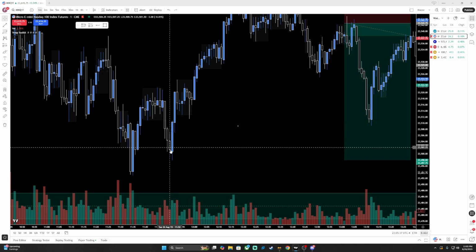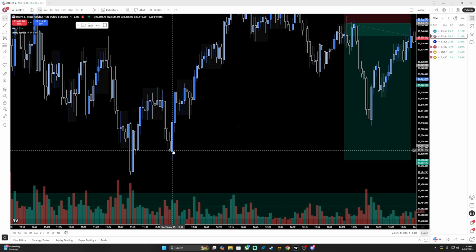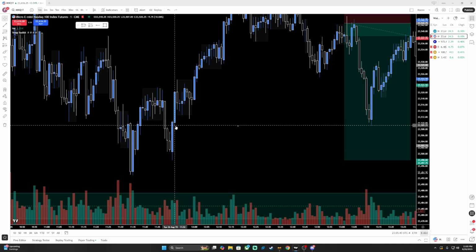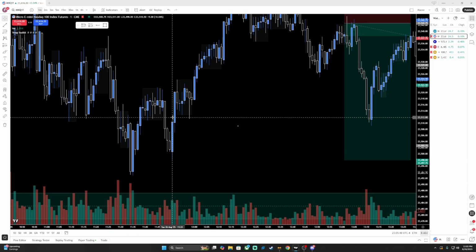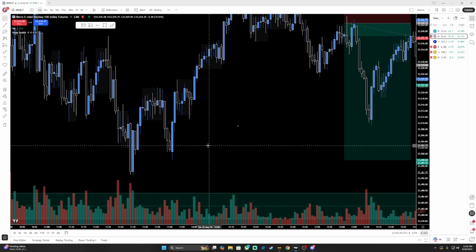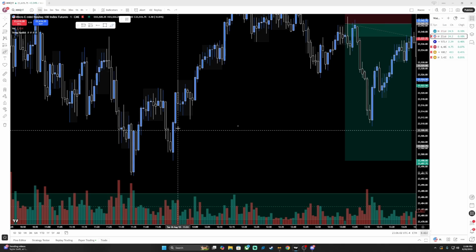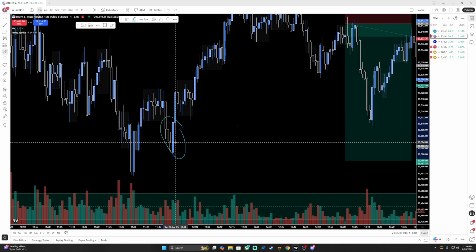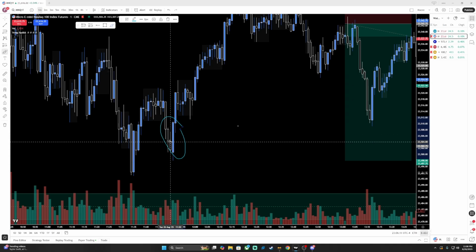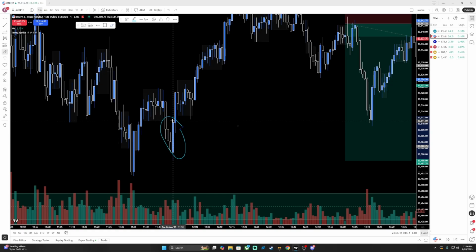A break of structure is just a candlestick body that closes above or below the last candle in the opposite direction. So this would be a break of structure right here. Actually, let me add brush to this to make it a little easier for you guys to see. This candlestick right here is a break of structure because it closed above the last bearish candle. The candlestick body closed above.